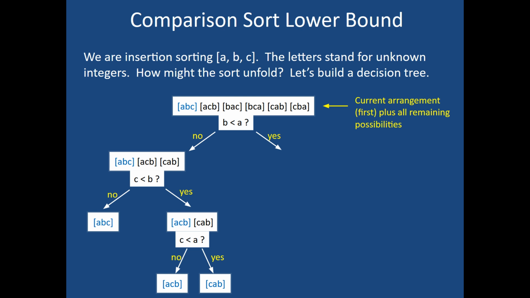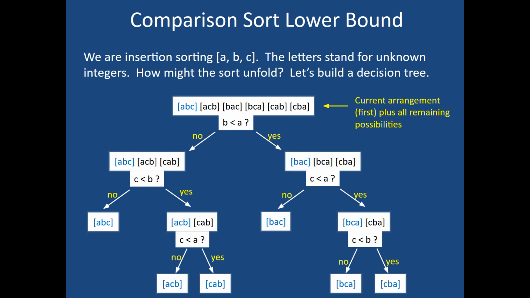So we could continue this process, but I'll just show you the final tree. That is the decision tree for insertion sort when given a three-element array. Those are all the possible sequences and comparisons you can go through. Any given run of insertion sort is going to follow one branch of this tree from root to leaf, and which one it follows depends on how the initial elements compare with each other.